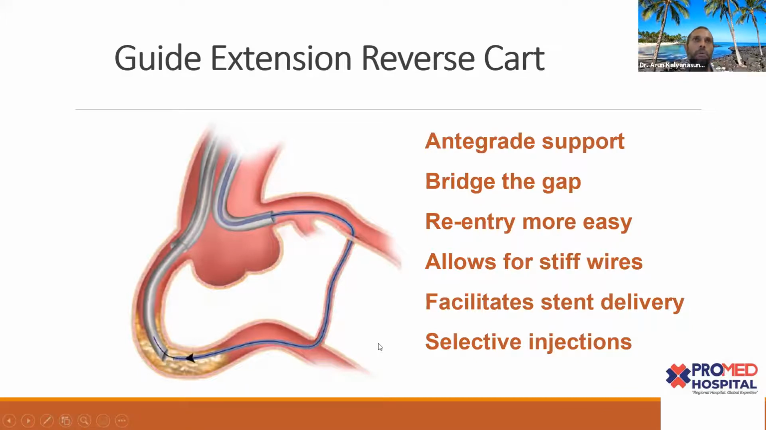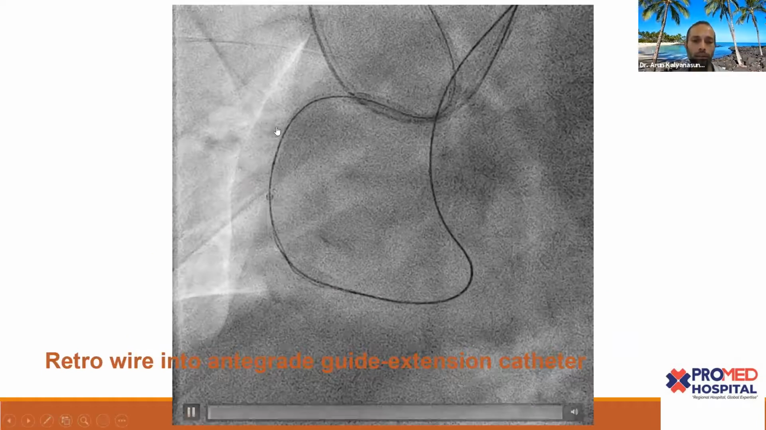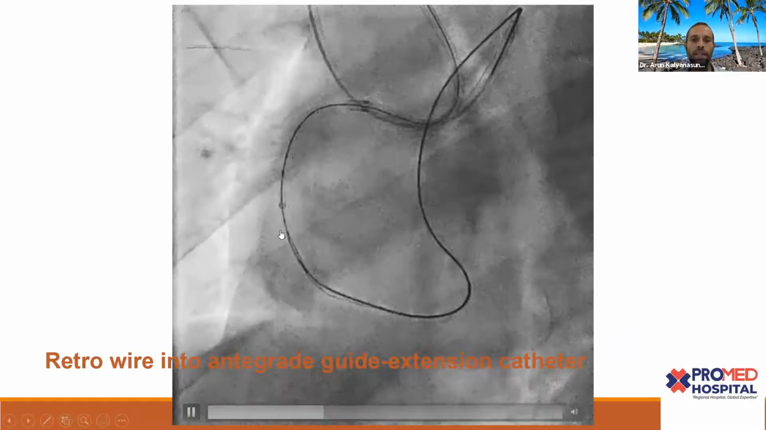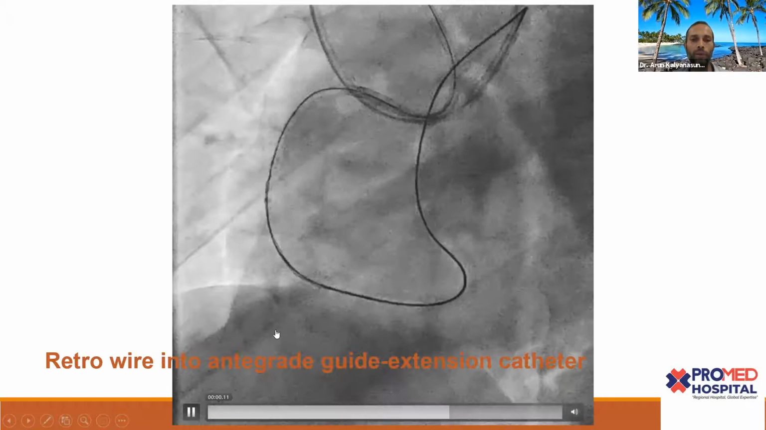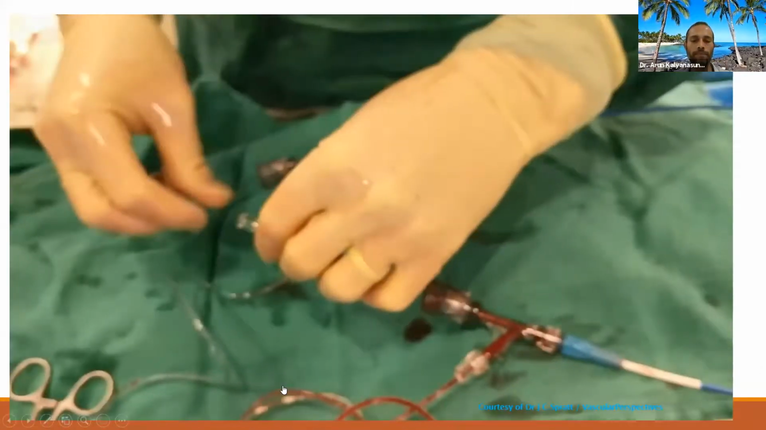I don't remember the last time I had to do a stent reverse CART, probably like 3 or 4 years ago. So it actually makes it a lot like idiot proof, so I tend to do that a lot. So Guide-Extension catheter and now retrograde wire, just advance that into the antegrade guide.